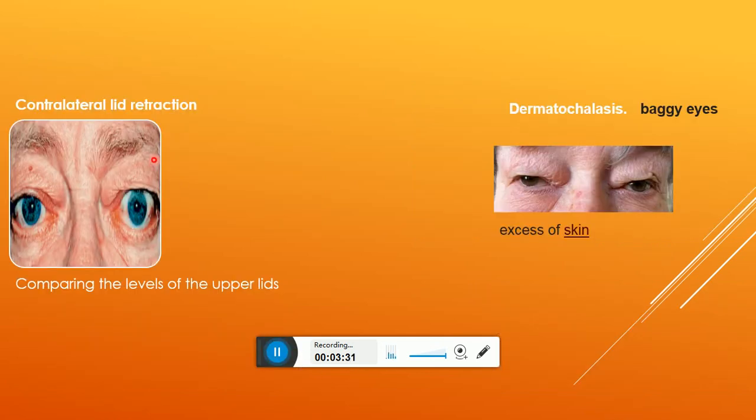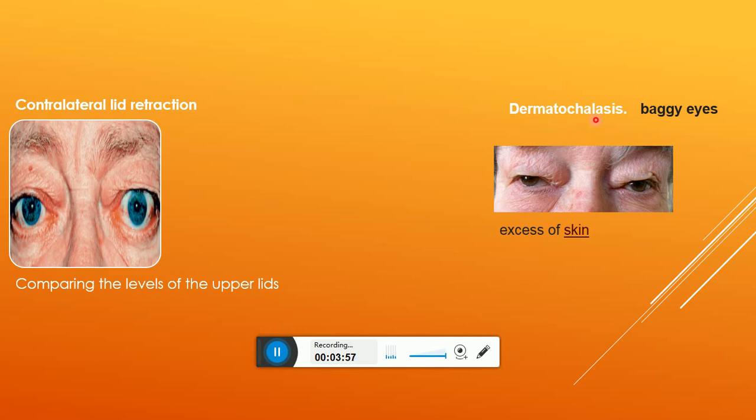Pseudoptosis may also be due to contralateral lid retraction. Here the right eye seems to have ptosis, but this is the normal eye, while the left eye is abnormal and there is lid retraction in this left eye. So always compare the levels of the upper lid. This eye is normal because normally the upper lid should cover 2 mm of the cornea.